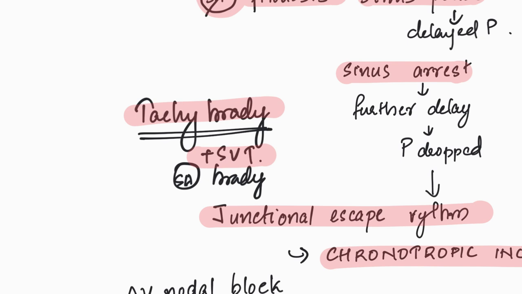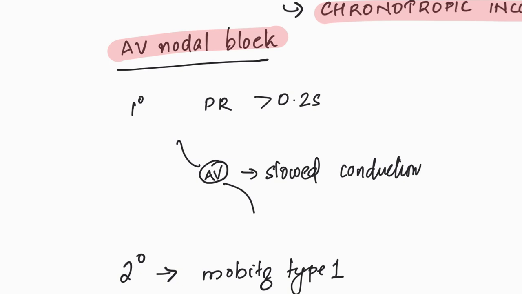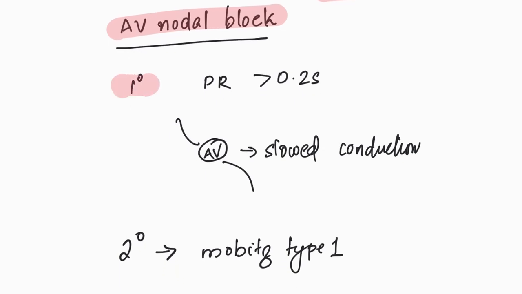And the most common type of pathological blocks in the heart is what we call the AV nodal block. There are 3 degrees of AV nodal block. The first degree of AV nodal block is defined as a PR interval of more than 0.2 seconds. This is because of a slowed conduction through the AV node. This is usually not a very serious condition and does not require any treatment in particular.